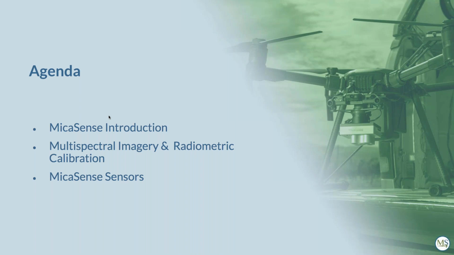So the way this all ties together is, MicaSense is producing the sensors, Pix4D is processing the data from those sensors, and then Indigo is going to show us how they're using those two combined to provide value to growers.